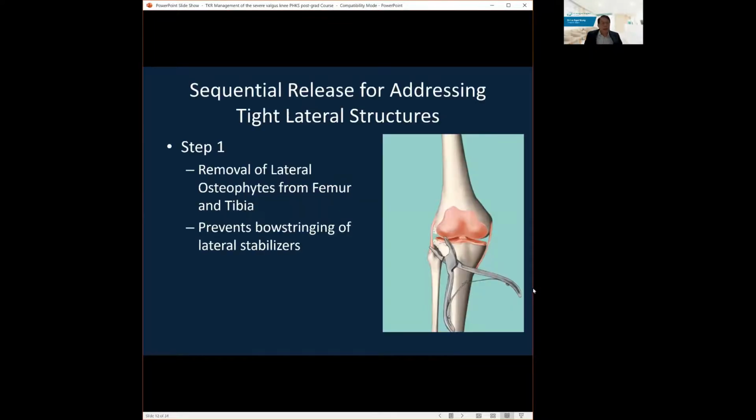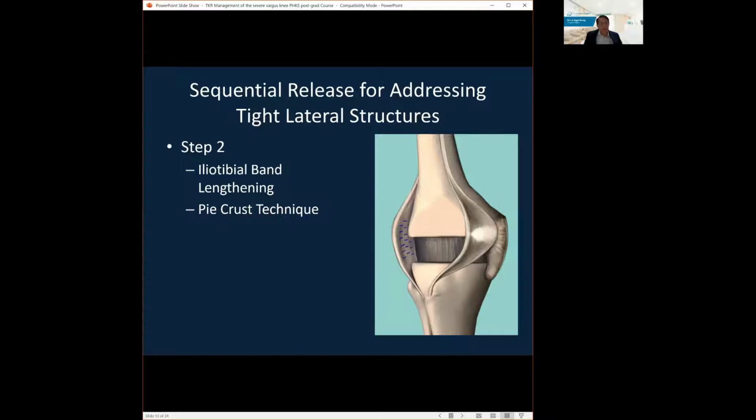Soft tissue balancing. These are the steps I use. Step 1, after we expose, we remove all the osteophytes on the lateral margins of the tibia and femur, and this releases the bowstringing effect of the lateral stabilizers. Then we start to do releases of the IT band, and this can be easily done off the Gerdy's tubercle with a diathermy, or by pie crust controlled lengthening of the IT band.